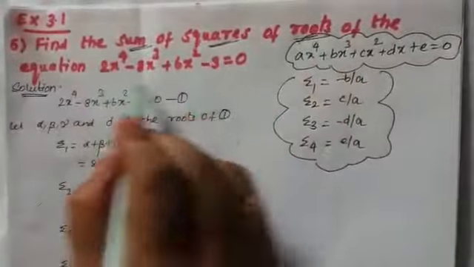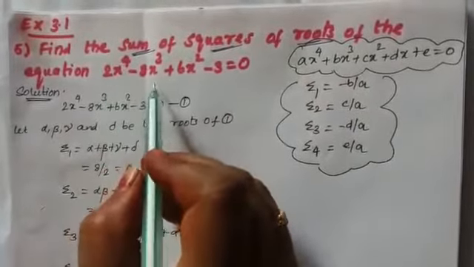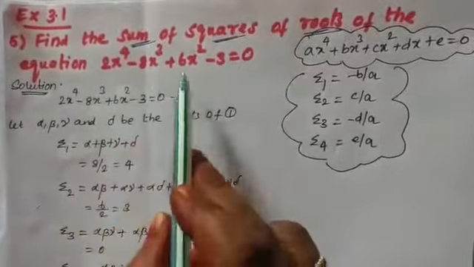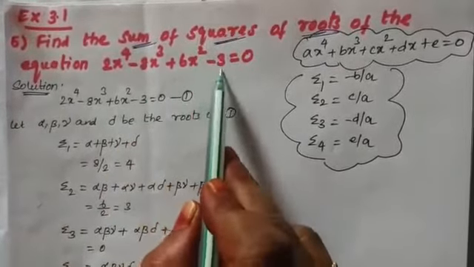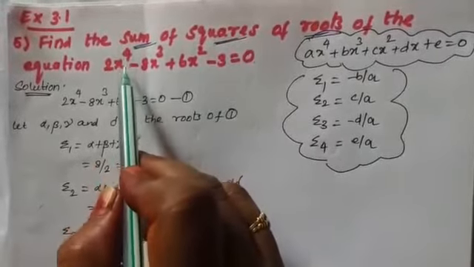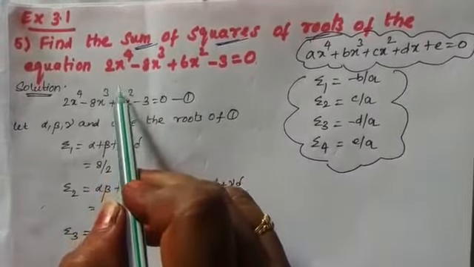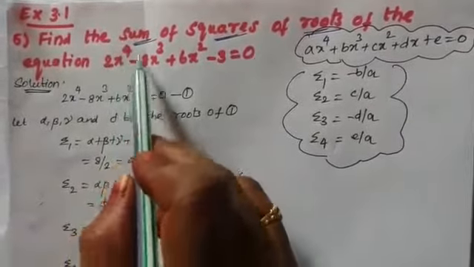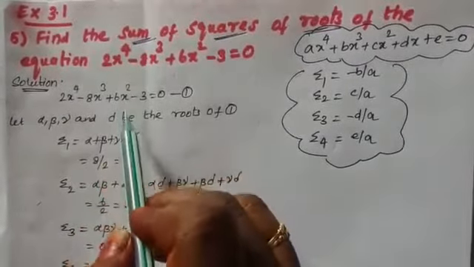See the equation, what was given? 2x power 4 minus 8x cube plus 6x square minus 3 is equal to 0. What was the higher power? 4. So we know generally that a quadratic equation has only 2 roots. A cubic equation has only 3 roots. So what was the higher power here? 4. So it will have 4 roots here.